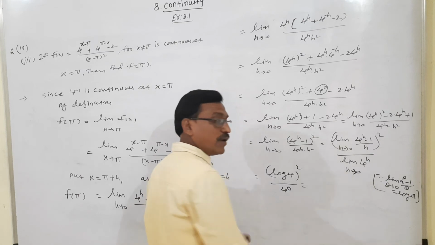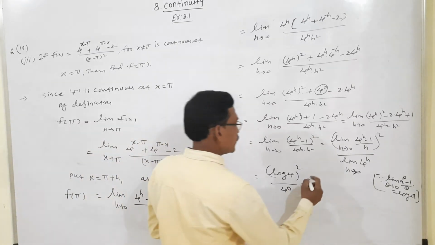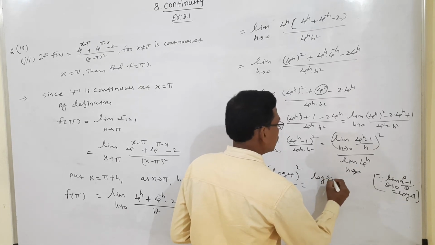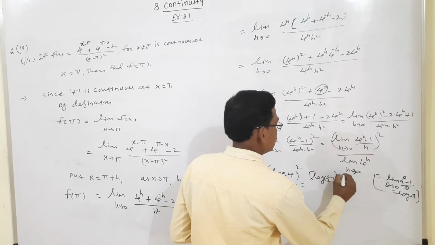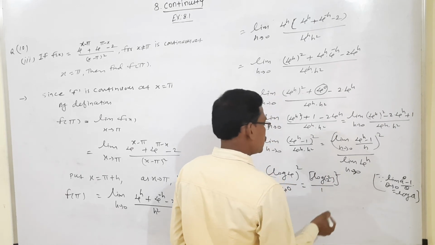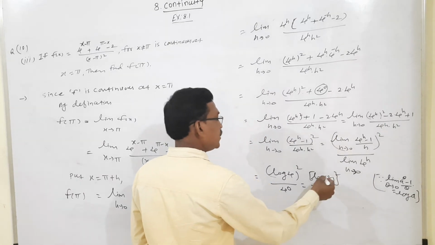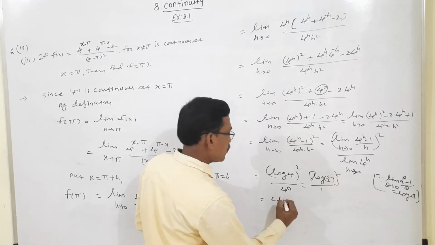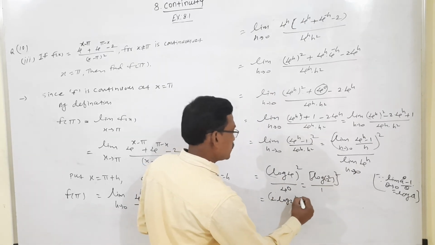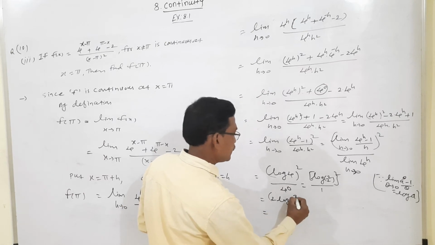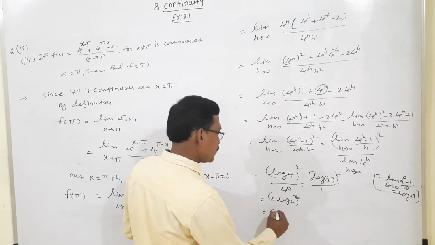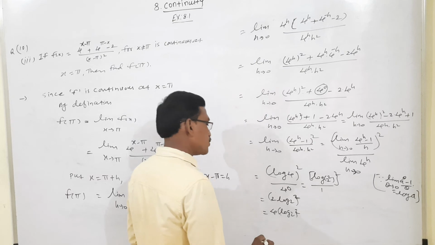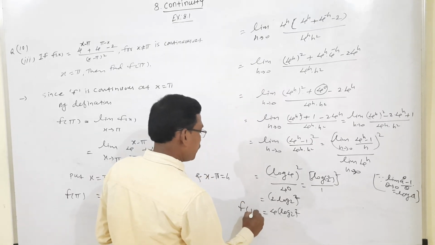And so therefore, the value of 4 raised to 0 is 1. So it is log 4, and 4 we write as 2 square, divided by 1, since 4 raised to 0 is 1. Again here we use the rule of log of m raised to n, it is n log m. So 2 log 2 whole square, and 2 square is 4, so it is 4 log 2 whole square. So this is the value of f of pi here.